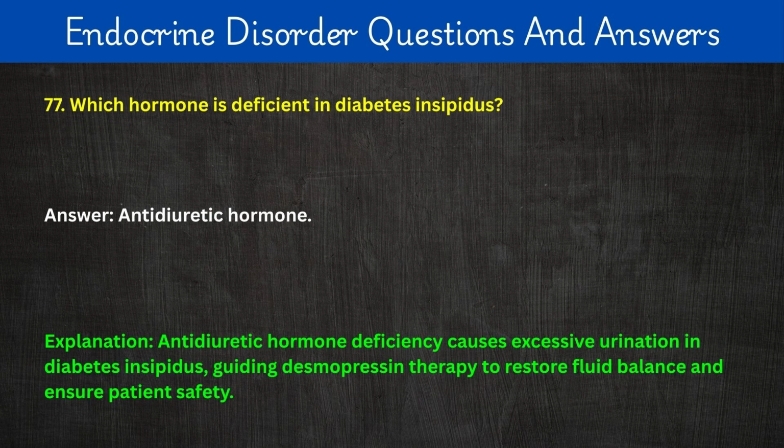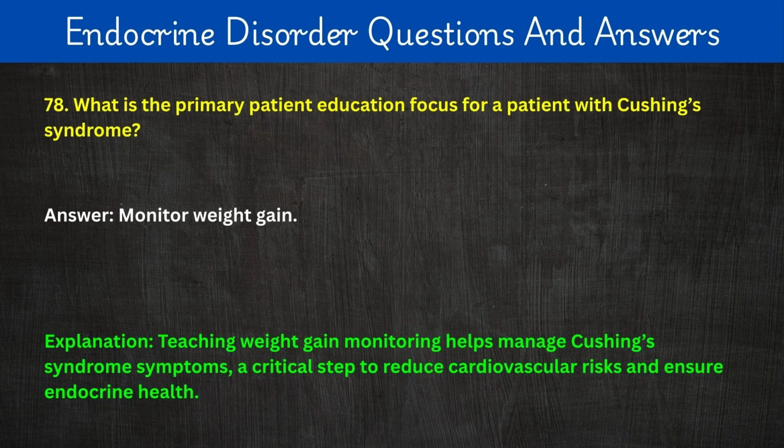safety. 77. Which hormone is deficient in diabetes insipidus? Answer: antidiuretic hormone. Explanation: antidiuretic hormone deficiency causes excessive urination in diabetes insipidus, guiding desmopressin therapy to restore fluid balance and ensure patient safety. 78.